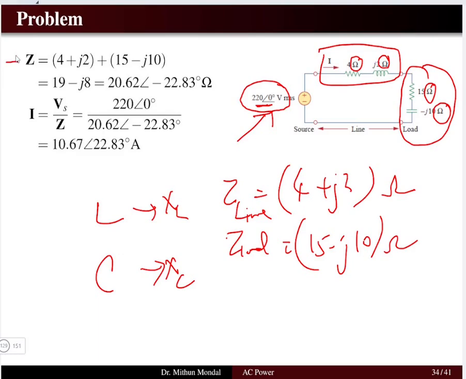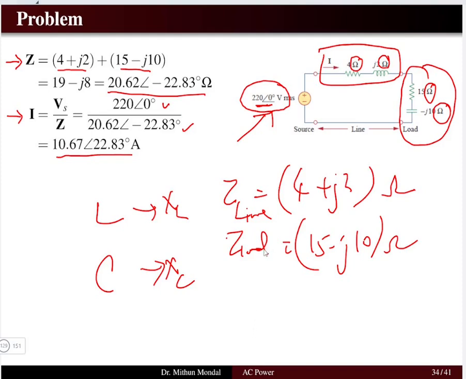So the total impedance of the system includes the line and the load. We have a transmission line impedance of 4 plus J2, and a load impedance of 15 minus J10. Both are in series, so we can add them up to find the net impedance of the entire system. Now the current drawn from the source can be obtained from Ohm's law: the voltage divided by the total impedance of the system. So we get the current as 10.67 angle 22.83 degrees.